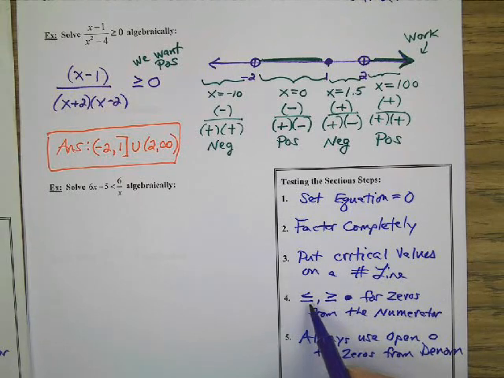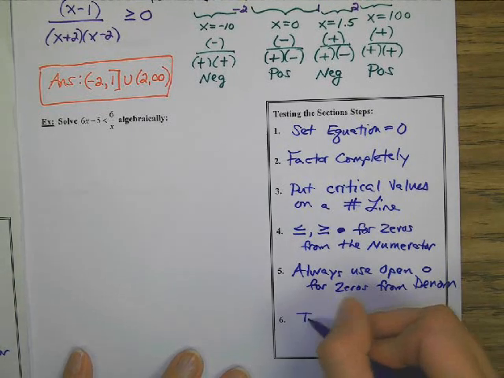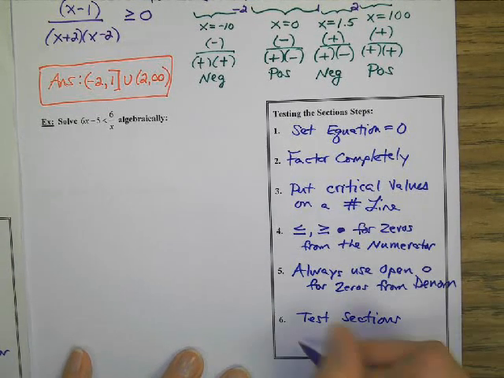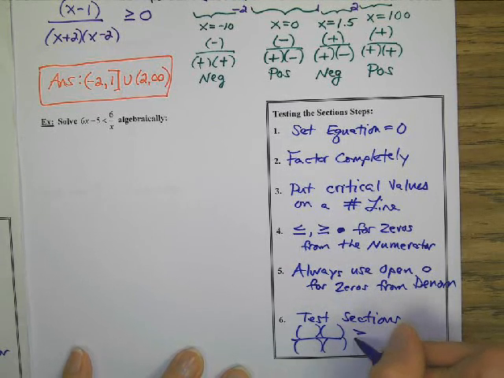Okay, and step number 6 is you have to test the sections. Okay, and you could just do that with plus and minus, but you have to put positives or negatives in the parentheses, and then you want to see, is it greater than or equal to 0? Or is it less than or equal to 0? Or what do you want? And that's how you test.